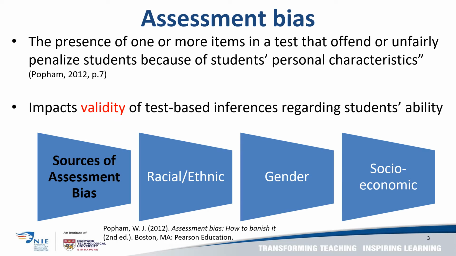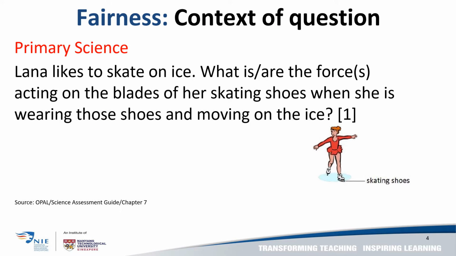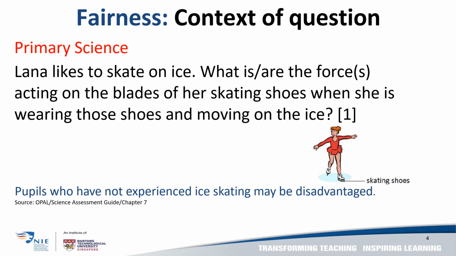There are several sources of assessment bias that we should be aware of: racial and ethnic, gender bias, and SES. Let's take a look at this primary science question and notice what could be an issue in terms of fairness. Would you agree that the source of assessment bias could be SES? So pupils who have not experienced ice skating may be disadvantaged by such a question.